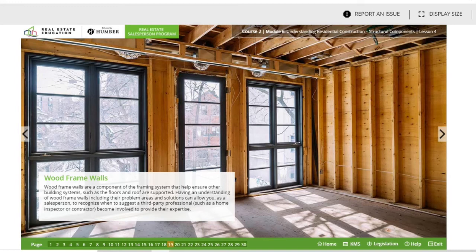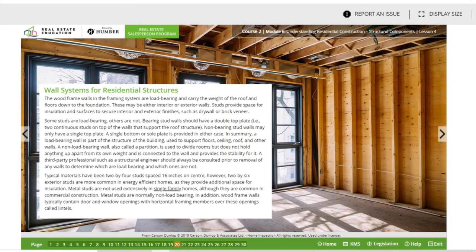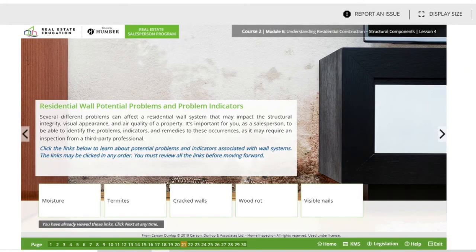This is lesson 4. Wood frame walls are components of the framing system that help ensure other building systems such as floors and roofs are supported. Wall systems. The wood frame walls in the framing system are load bearing and carry the weight of the roof and floors down to the foundation. Residential wall problems or indicators are moisture, termites, cracked walls, wood rot, and visible nails.